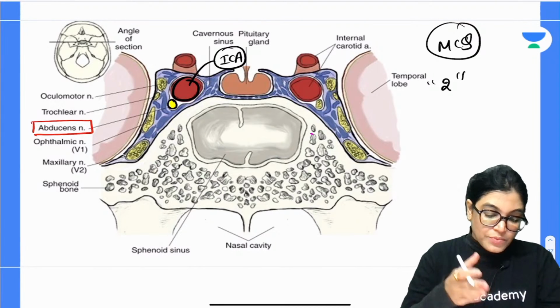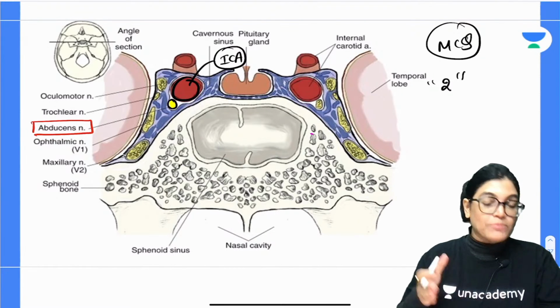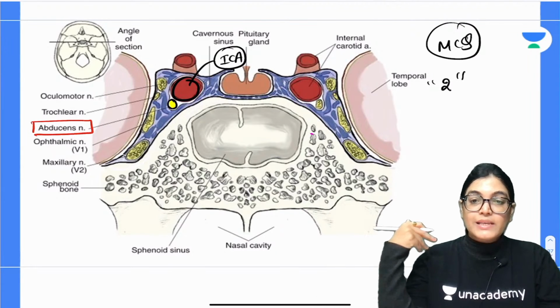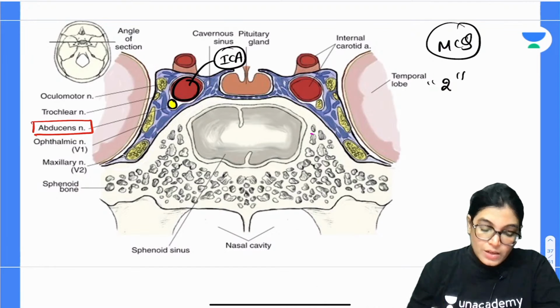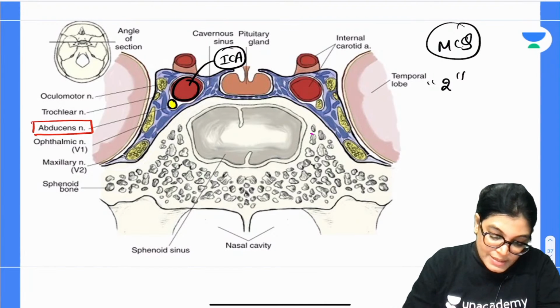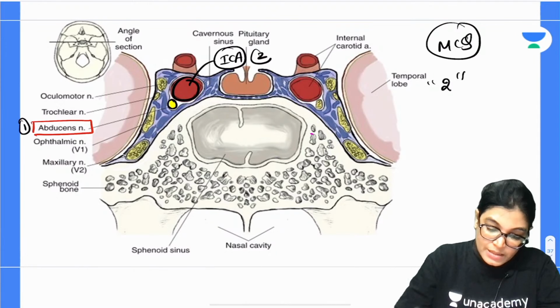Yeah, the third and fourth will be lying in the lateral wall. I am talking about the structures which are passing through and through the cavernous sinus. So the two structures passing through are one, the abducent nerve, and the other, the internal carotid artery.